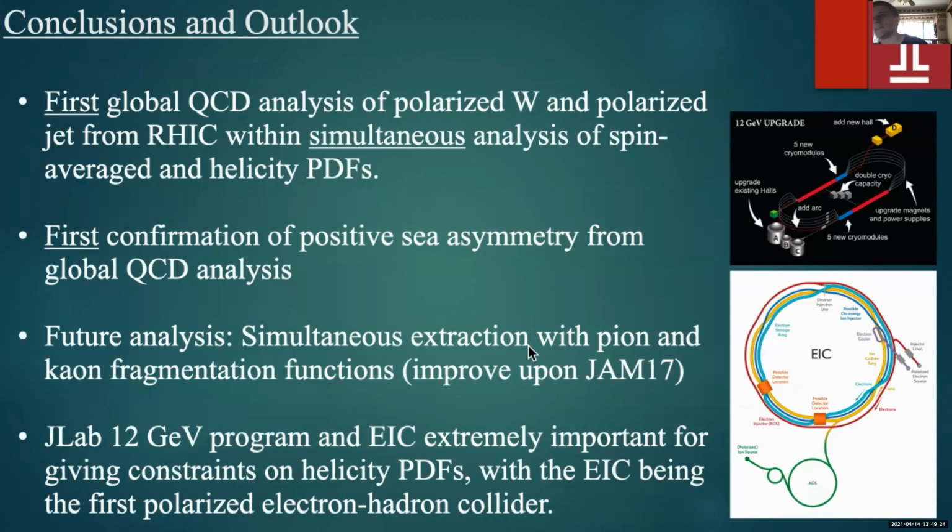So in conclusion, this was the first global QCD analysis of the polarized W and polarized jet data from RHIC within a simultaneous analysis of spin-averaged and helicity PDFs. This is the first confirmation from a global QCD analysis of a positive C asymmetry below around x of 0.3. In the future, we want to extend this analysis to study the high x Jefferson Lab data and attempt to extract twist-3 PDFs and other higher twist effects.